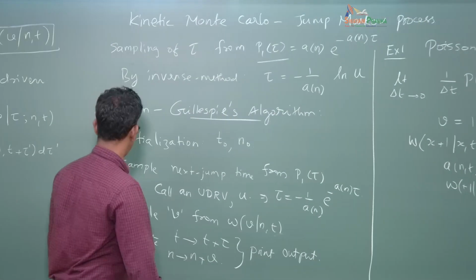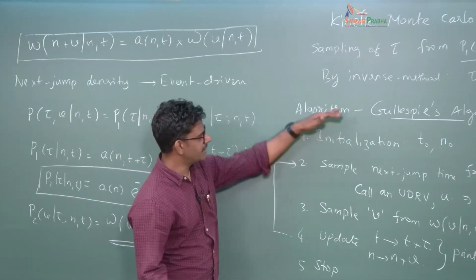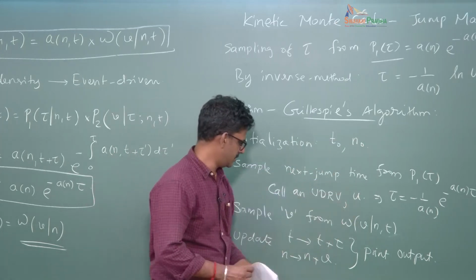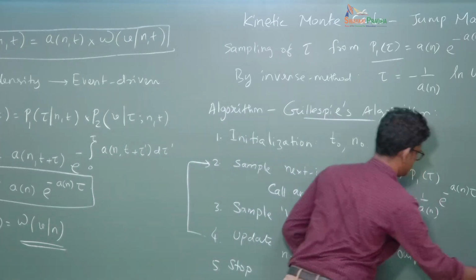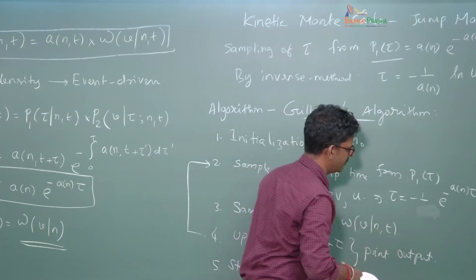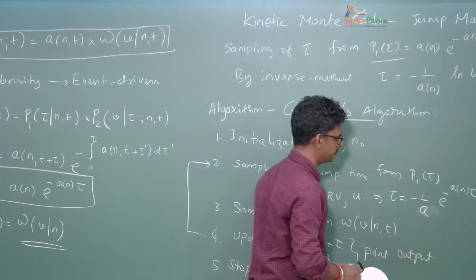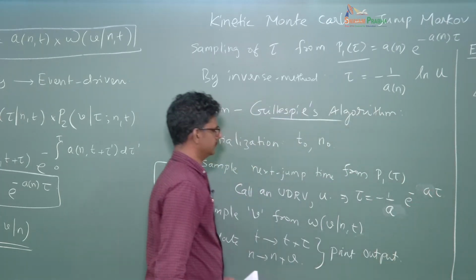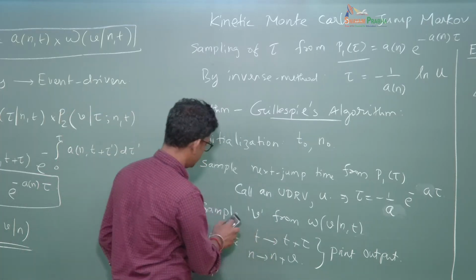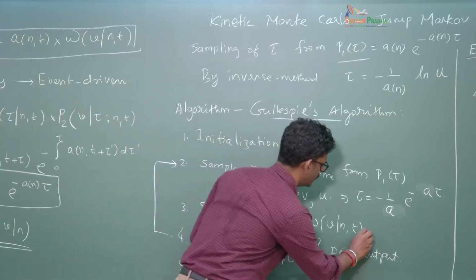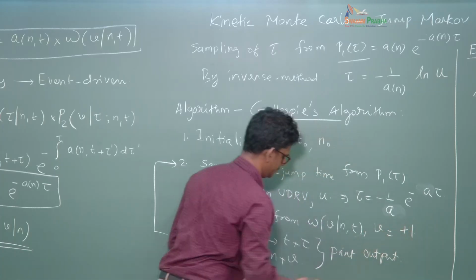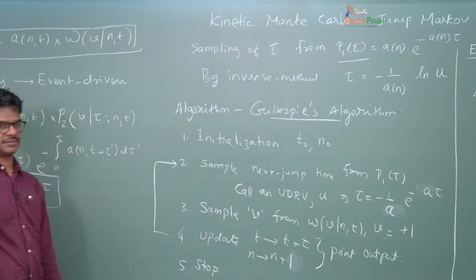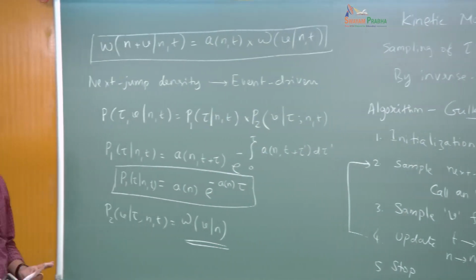So if this is the case, if you write a Gillespie algorithm, you would do initialization, and then when you come here, you would simply replace this a of n by a constant a. And here you don't really sample because nu is always 1. So here you are going to update n equal to n plus 1 for every time step. So this is a very simple algorithm for simulating a Poisson process.